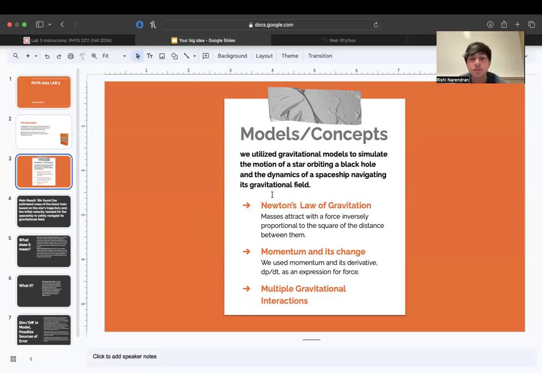in the GlowScript code. Second, we talked about momentum and its change. In class, we learned that the force on an object is equal to its change in momentum over the change in time, dp/dt, and this is found a lot in our VPython code. And three, multiple gravitational interactions. Because there are multiple planets in the system, there are multiple gravitational forces, and we had to account for that.